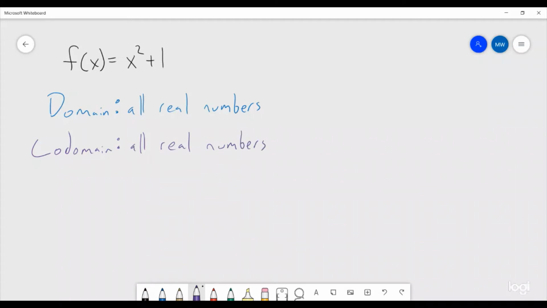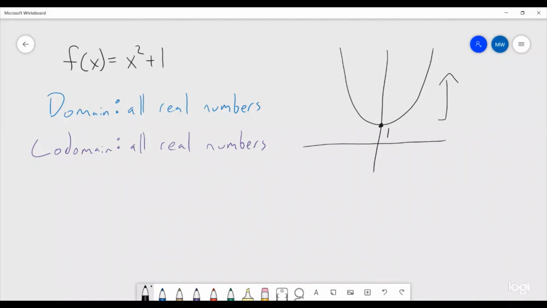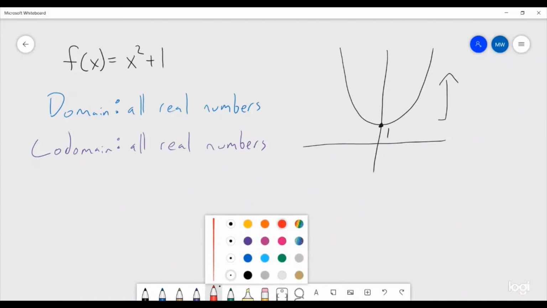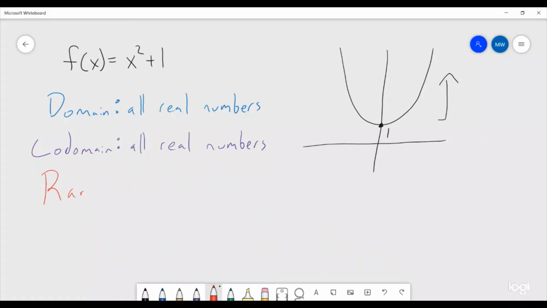If we were to look at the graph of x squared plus 1, we would see it would look something like this, where it intersects here at 1, but then it goes upwards, and it never goes below that. So that tells us that our range is just the interval starting at 1 and then going up to infinity. That's going to be what our range is.